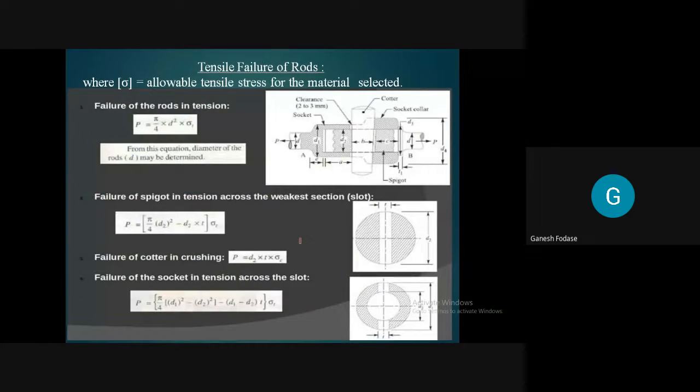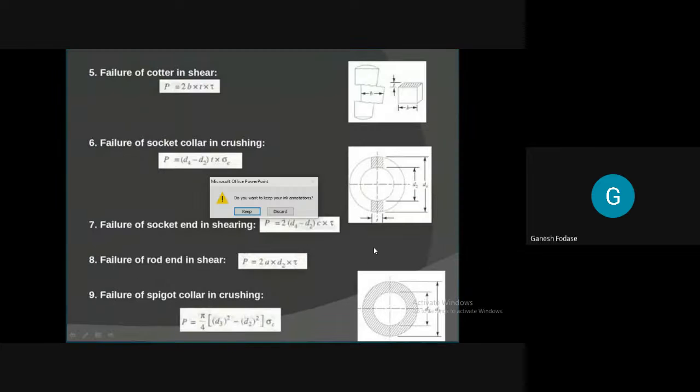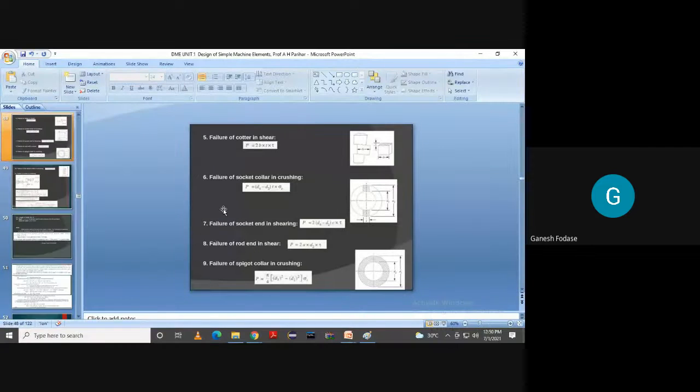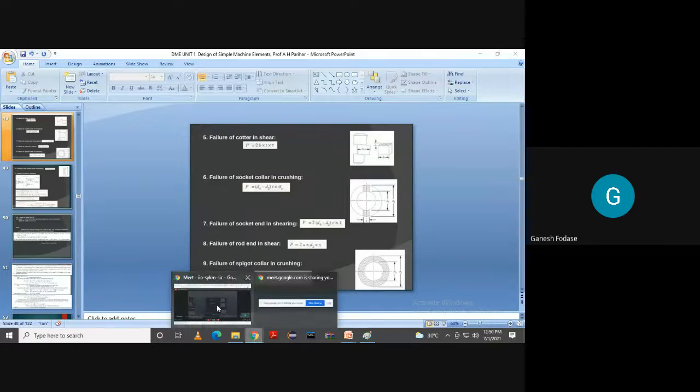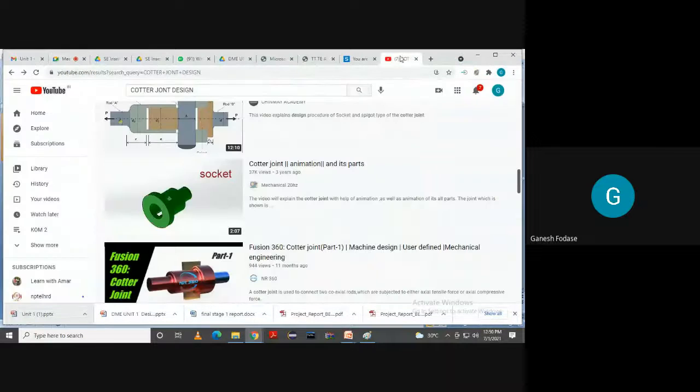We'll discuss this in detail now. Before that, I'll show you an animation of how different failures will occur. We'll start designing in the next lecture. I think this will be better. Tell me whether it is audible to you or not.